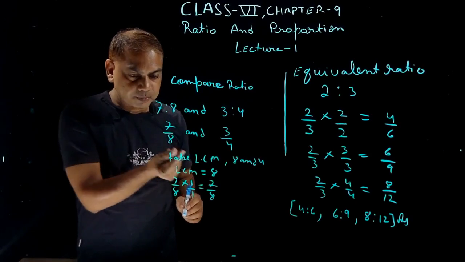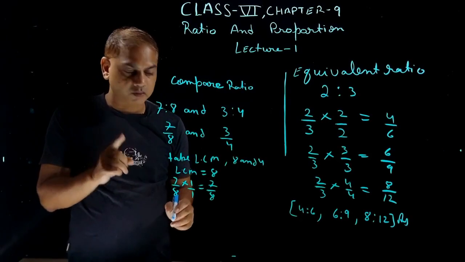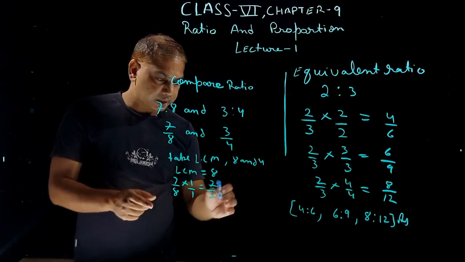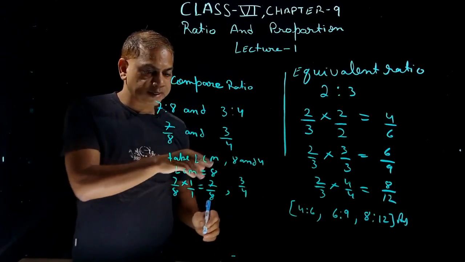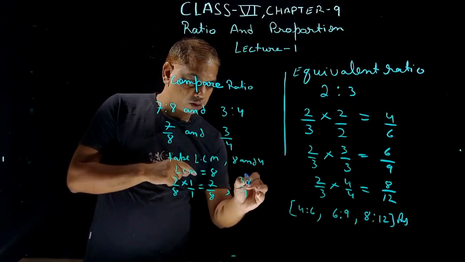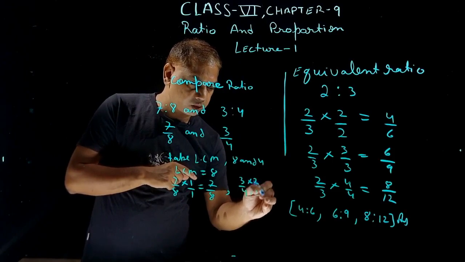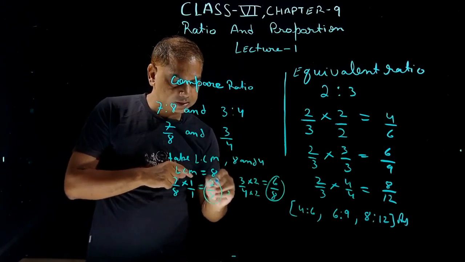Divide LCM by this number, you will get 1. Multiply numerator as well as denominator by 1, you will get 7/8. And the second number is 3/4. When you divide 8 by 4, you will get 2. Multiply numerator as well as denominator by 2, you will get 6/8. This is 6/8 and this is 7/8.